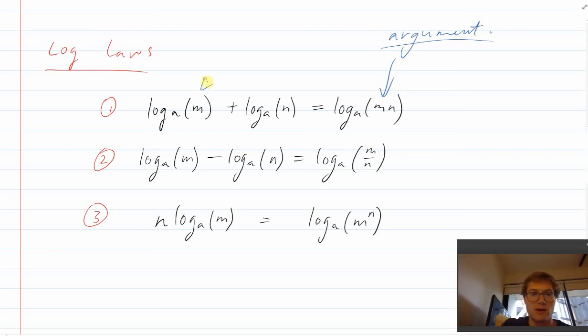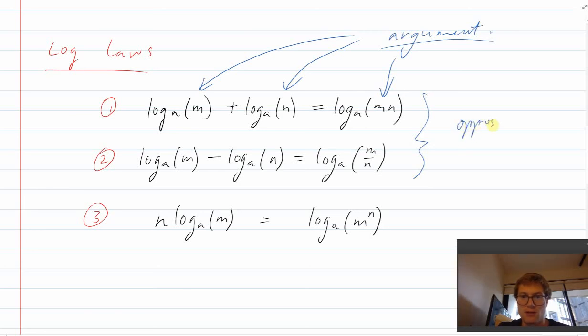So it's kind of saying if you have the argument m and n, they combine, multiplying together to be the overall argument here. Log law 2 is basically the same, but with subtraction and division. And the third one, by the way, notice how the first 2 log laws are kind of like the opposite of the first 2 index laws. And that makes sense because logarithms are basically the opposite of powers.